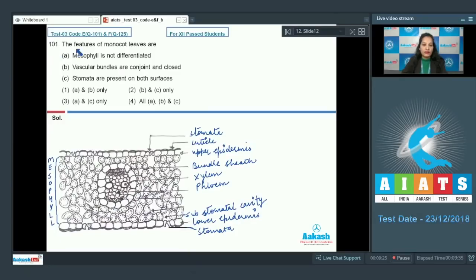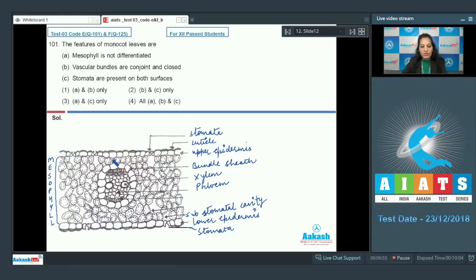Question number 101. The features of monocot leaves are: Statement A, mesophyll is not differentiated. Statement B, vascular bundles are conjoined and closed. Statement C, stomata are present on both surfaces. Option 1, A and B only. Second, B and C only. Third, A and C only. Fourth, all A, B and C.